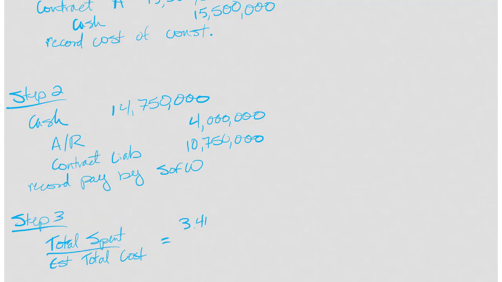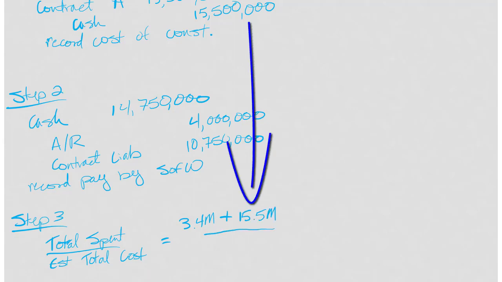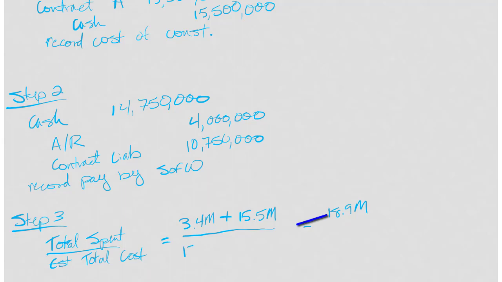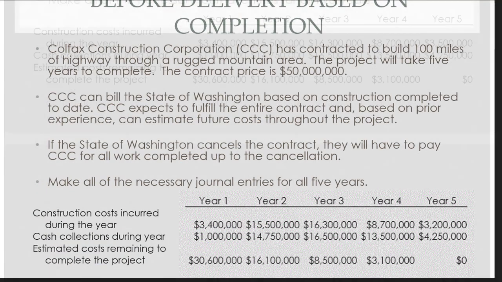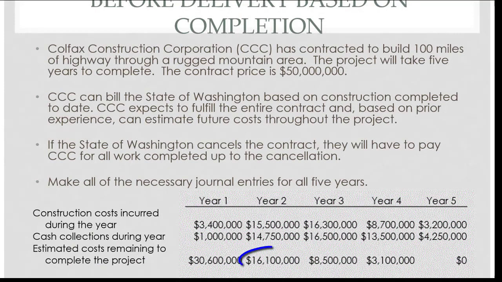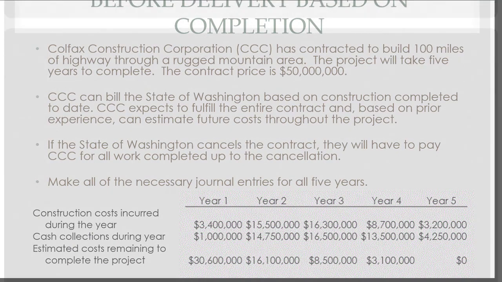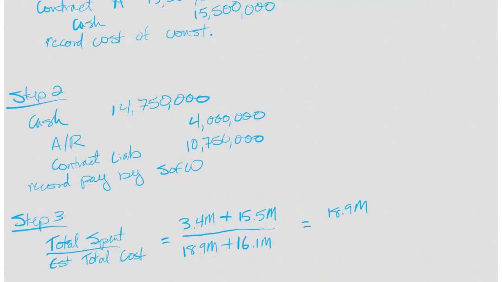So $3.4 million was spent last year and $15.5 million this year, which gives us, I'll just keep doing this math, $18.9 million. I've spent $18.9 million, and I have a new guesstimate that it'll cost me another $16.1 million to finish this project up. So I now think that I am 54% done based on my cost estimates. Now that I've got a percentage, I can move on to step 4.